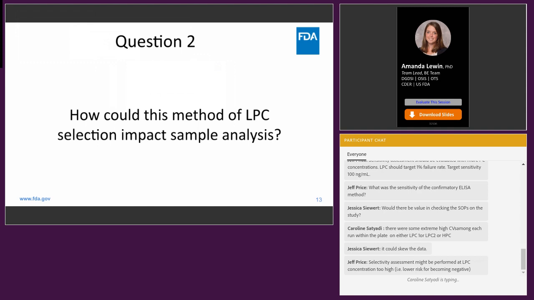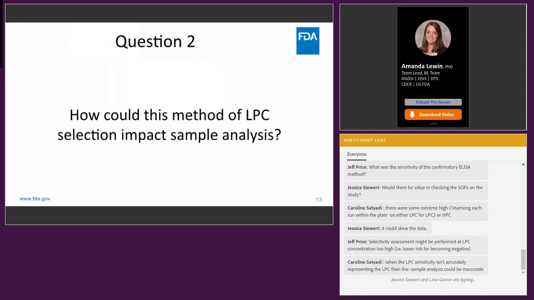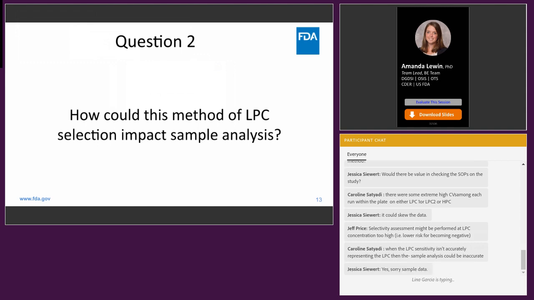Yeah, the LPC concentration might be too high. So what's the problem with an LPC that's too high? To skew the data, the LPC data, or are we talking about the subject sample data, maybe down by the cut point? Lower risk for becoming negative. Right, if your LPC concentration is too high, it's not going to be negative. You're not going to meet that 1% failure rate, right? Sensitivity is not accurately representing LPC, right? Sample analysis could be inaccurate, right?